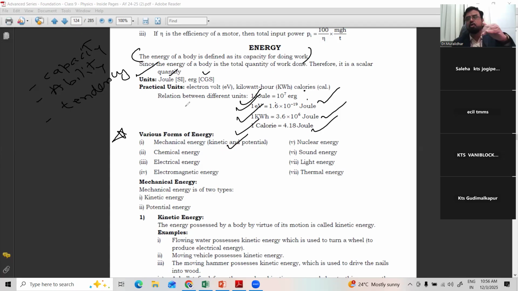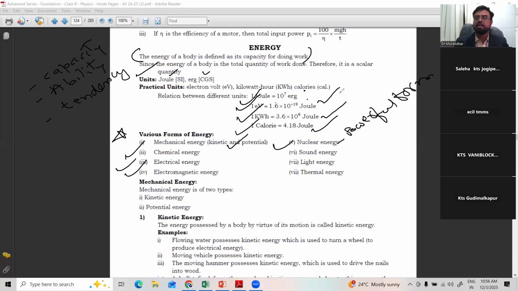Whether a body is moving or at rest, it can also produce energy. These two are called mechanical energies. Chemical energy, electrical energy, electromagnetic energy, like electric bells and motors. Nuclear energy is a very powerful form of energy.